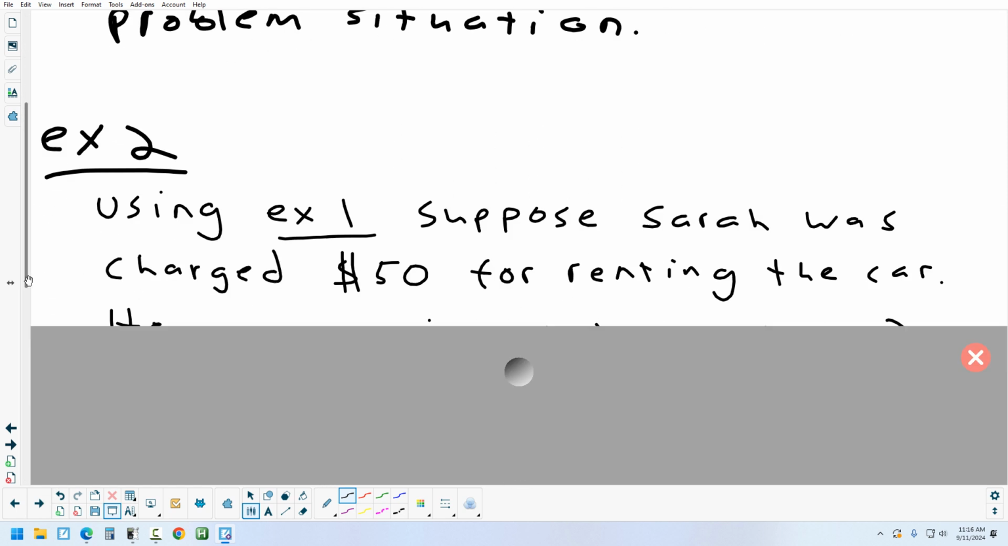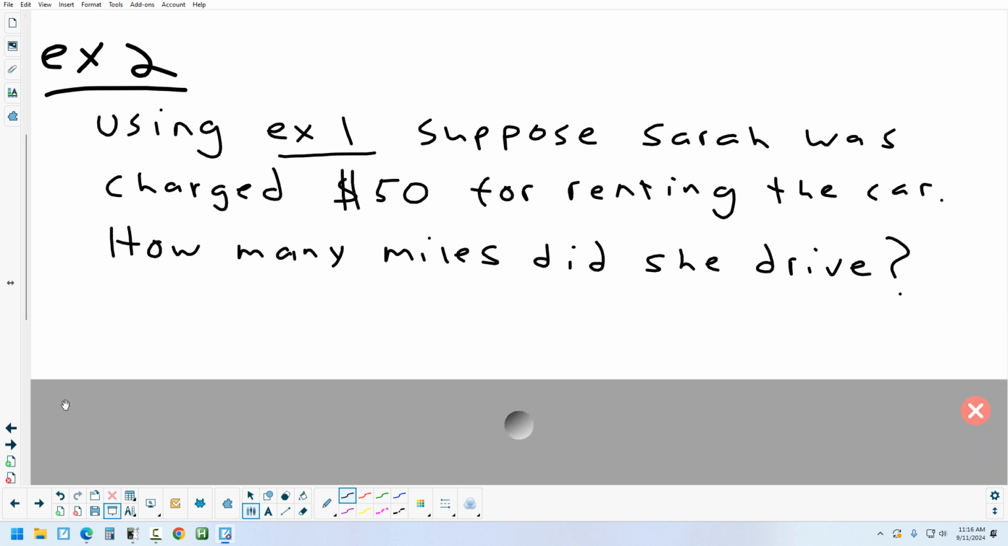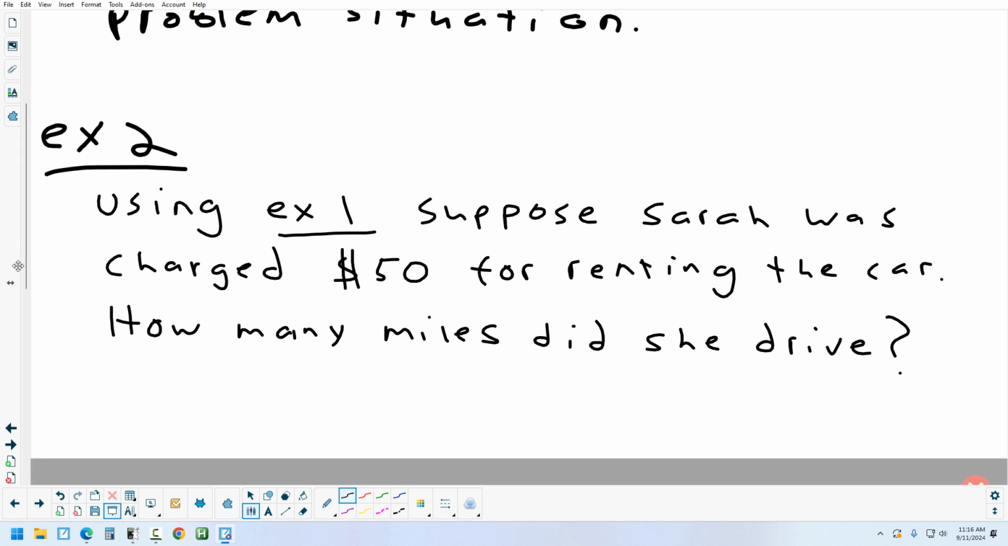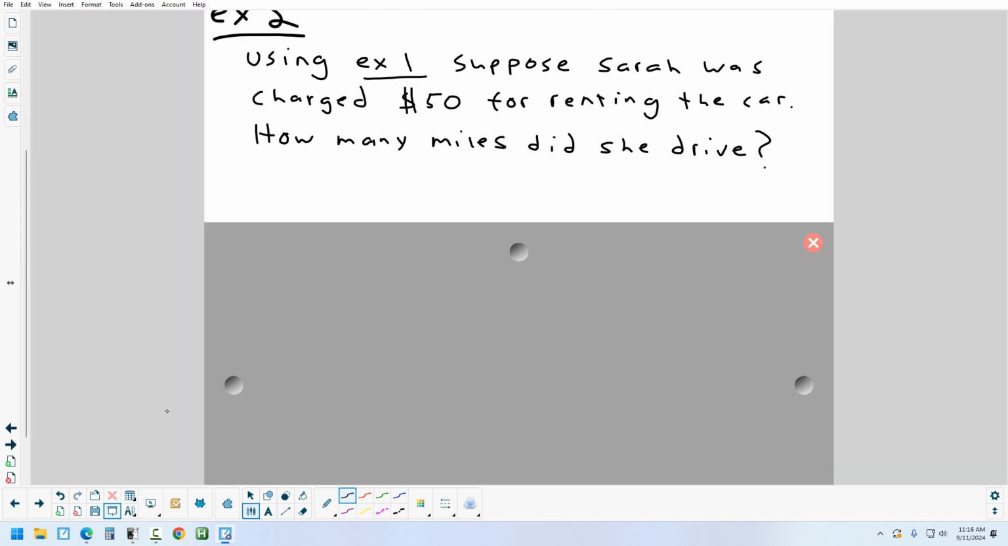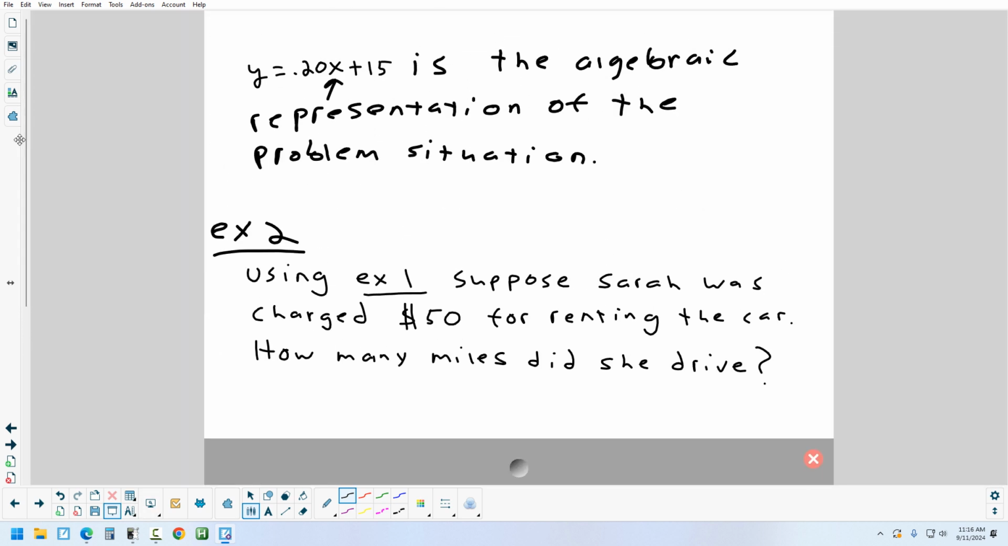All right, now let's try this. Using that same rent-a-car example, suppose that Sarah was charged $50 to rent the car. How many miles did she drive? Okay, what's different this time about the question that's being asked? This isn't really the same thing we did before. Aiden? It's trying to figure out how many miles instead of the total cost.